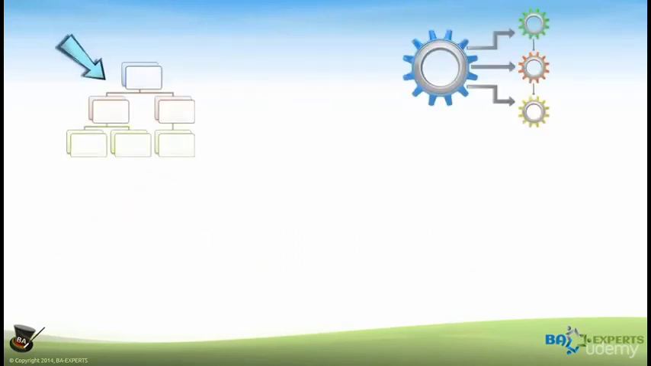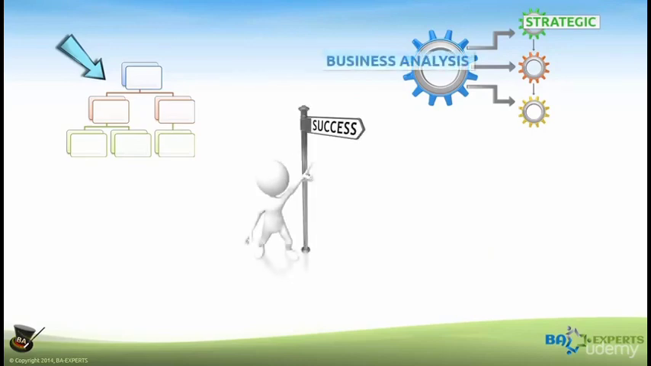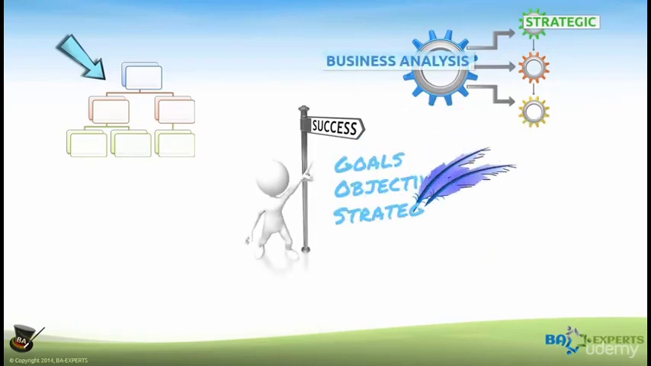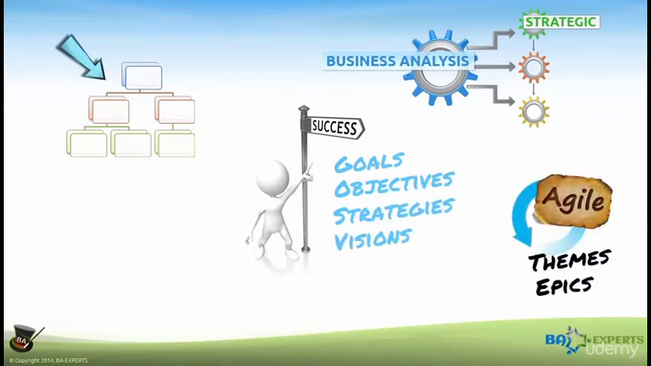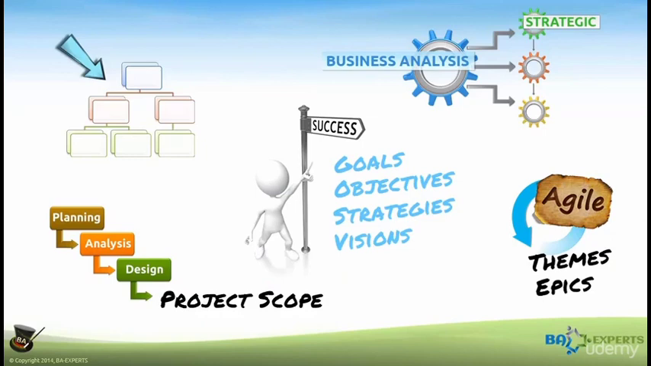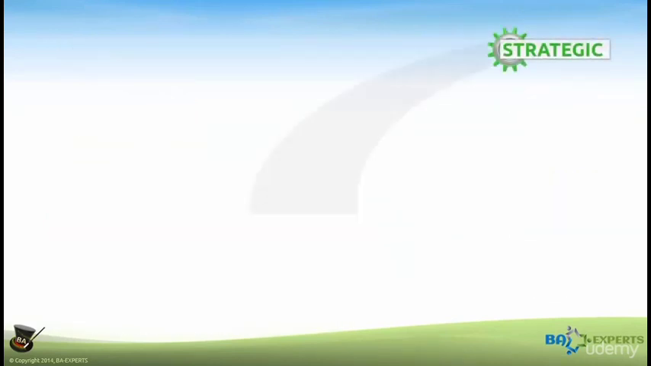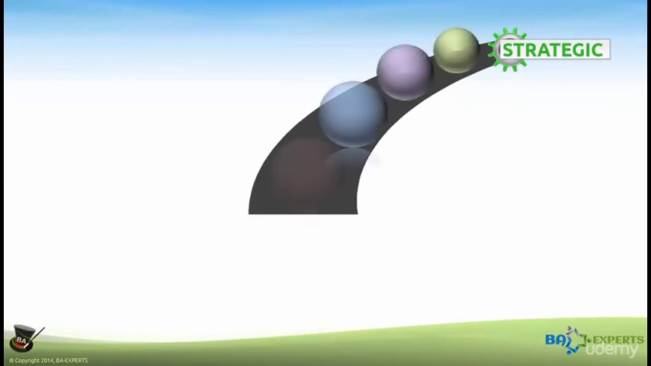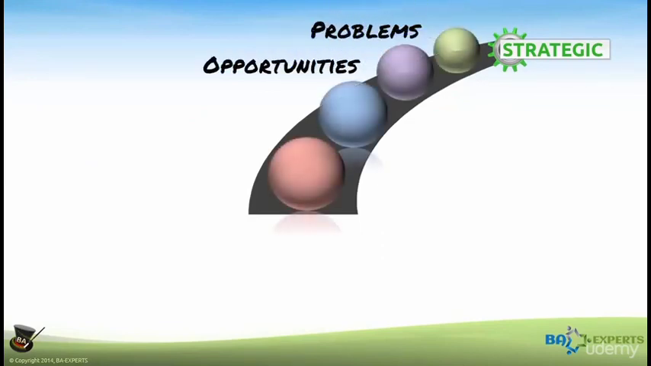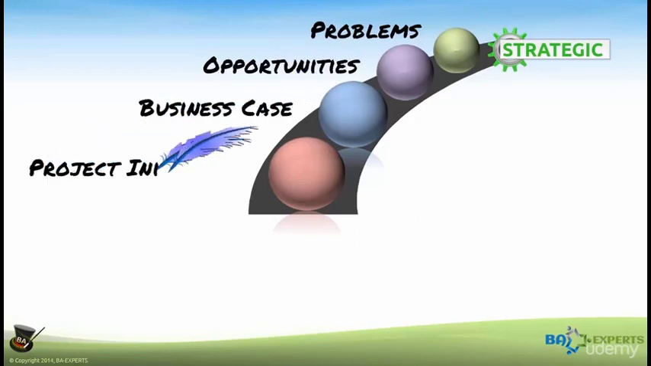At the enterprise level, strategic business analysis expresses executive business goals, objectives, strategies, and visions in the form of agile themes and epics, or traditional project scope and business requirements. This level encompasses all of the pre-project work of identifying business problems, defining business opportunities, developing a business case, and determining whether to initiate a project.